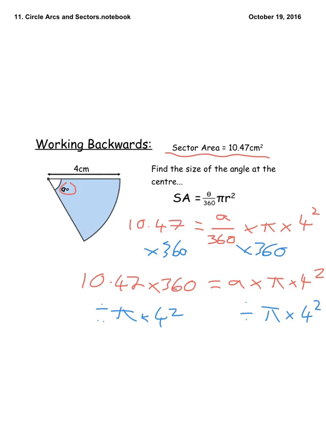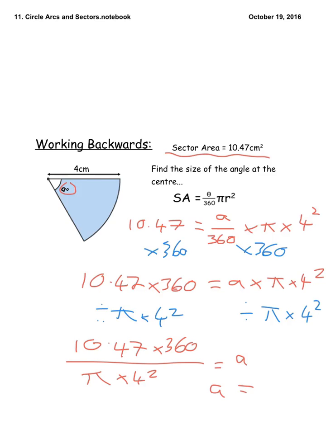And so my final answer will be found by doing 10.47 times 360 divided by pi times 4 squared. That's equal to A, the angle. So again, if we put that into our calculators, we will get out that A is equal to 74.99 degrees to 2 decimal places, or 75 degrees to 1 decimal place.